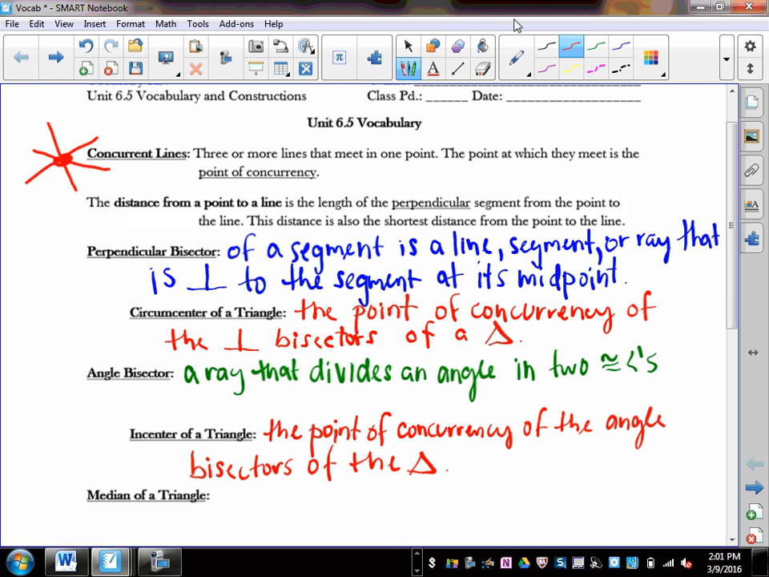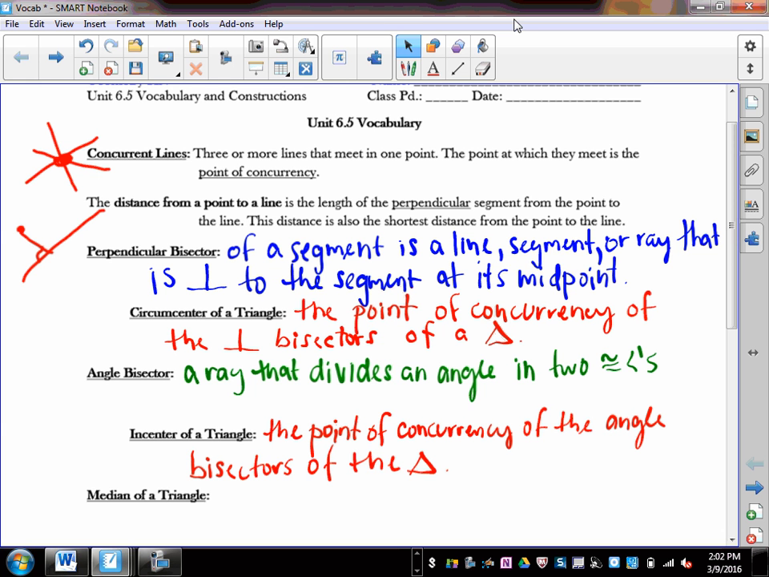So for any line, given any line and any point not on that line, the shortest distance from that point to the line is the perpendicular. Okay, so just to keep in mind, when we're talking about the distances to the sides, I'm talking about the shortest distance, and that shortest distance is always the perpendicular. Right? Perpendicular, shortest distance.